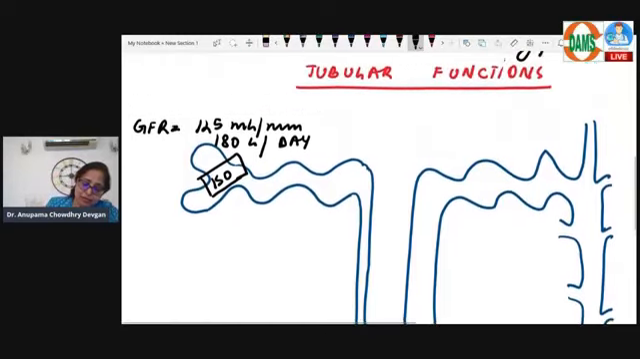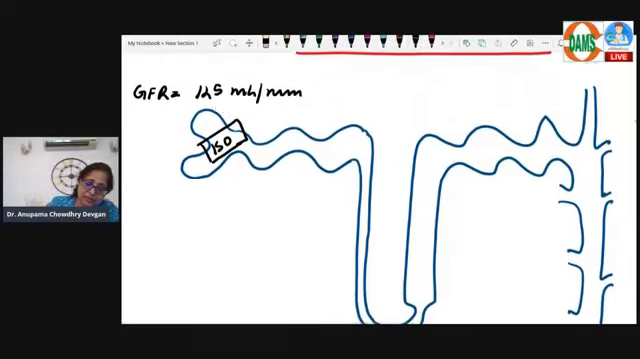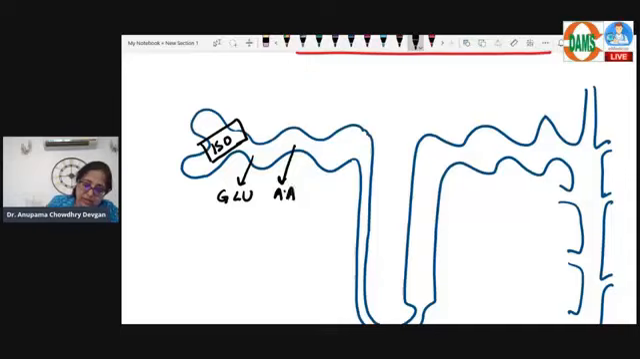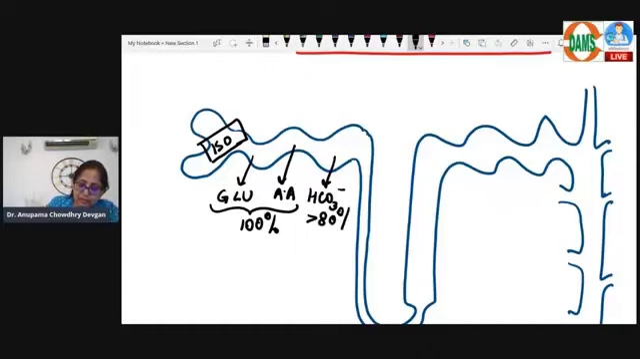Now, as it passes through the PCT, glucose and amino acids are reabsorbed to the extent of 100% in the PCT. Bicarbonate is also absorbed in the PCT, and more than 80% of the filtered bicarbonate will be reabsorbed in the PCT. Urea is reabsorbed to the extent of 52% in the PCT.